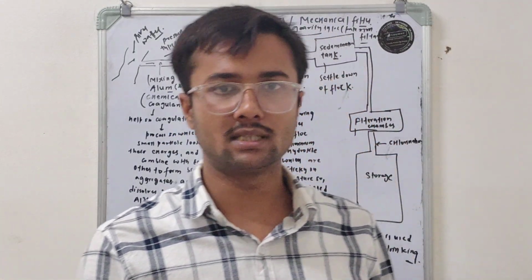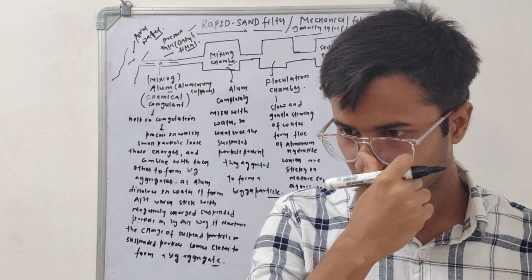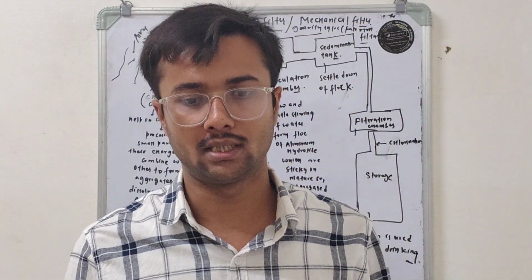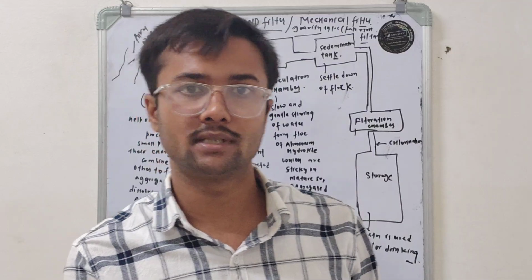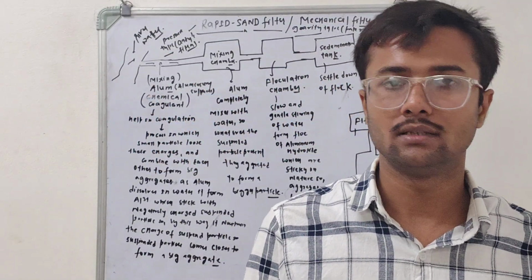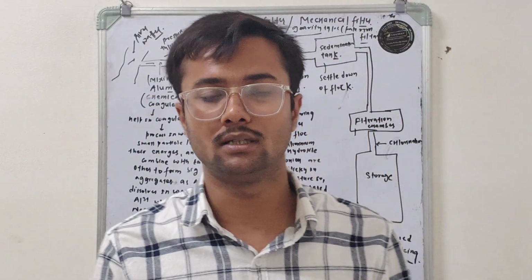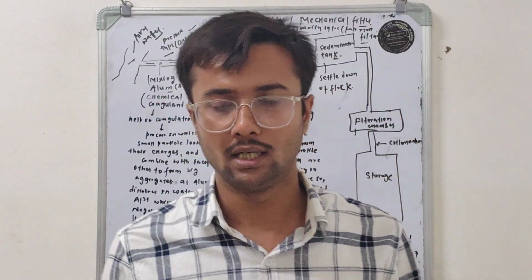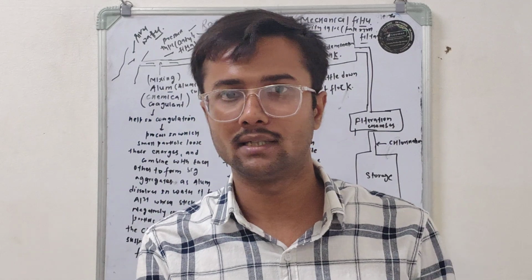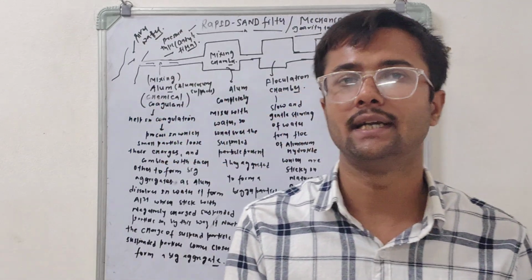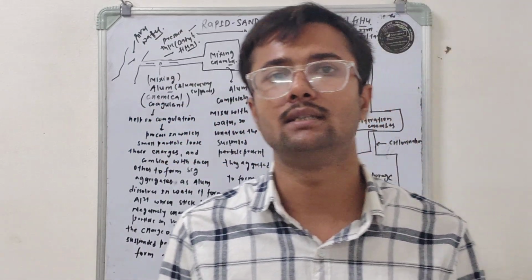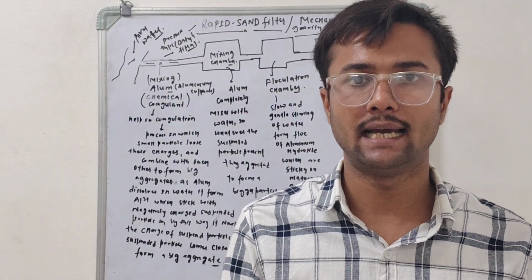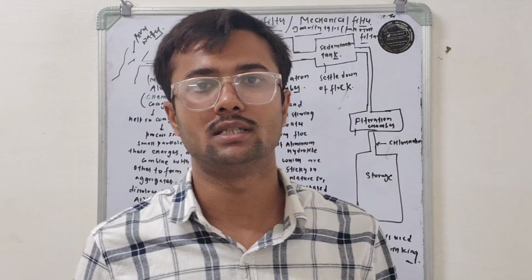So why do we mix this alum into the river water? Listen, basically this alum is aluminum sulfate. We mix it because river water has lots of suspended impurities, and we first try to separate these suspended impurities present in the river water. That's why we mix aluminum sulfate in the river water.